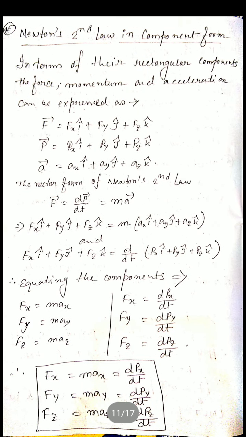Now this Newton's second law, F equals m into a. Because we already discussed vectors, we have the concept of a vector and the resolution of a vector into rectangular components. So now, Newton's second law in component form. That means we represent the equation F equals ma in rectangular component form along the x, y and z axes.